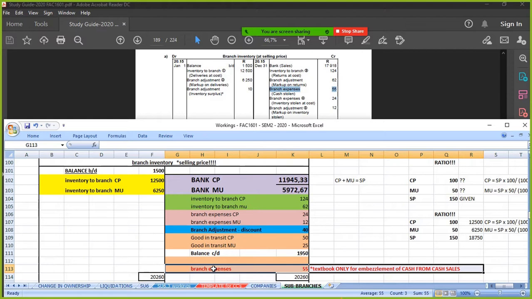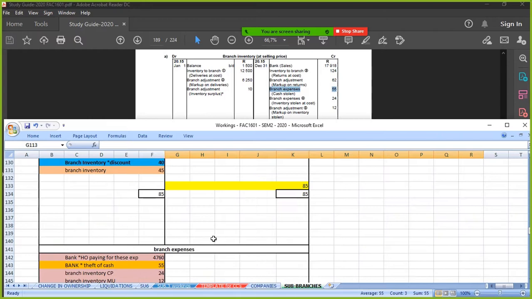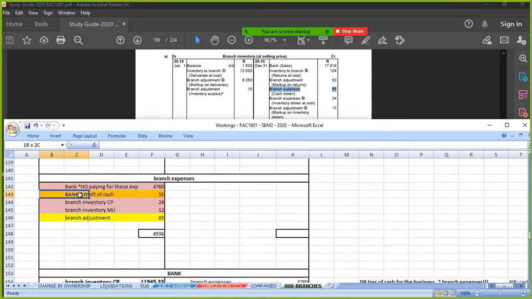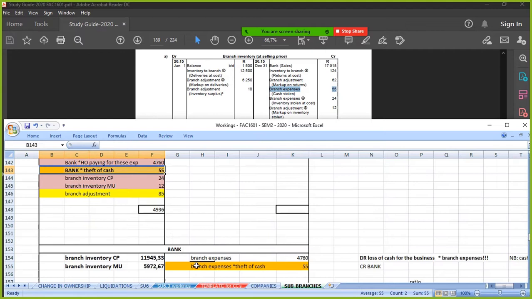No, okay, wait. So this is it. The first entry would be debit bank, credit branch inventory, and the second would be debit expense and credit bank. That's why it doesn't go into the bank account, or the bank account becomes zero. Well, yes, because we've got that. Here's the theft of cash. We did that. There's the theft of cash, and there's the 55. Yeah, we had that, but I don't think the 55 would go to bank because it would be cancelled out.